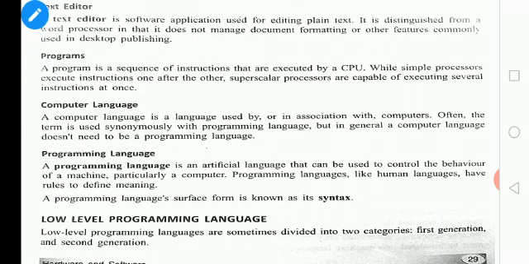Okay, then computer language. What is computer language? As we humans use language for our communication, like that, computers will also use some languages. Okay, that is, a computer language is a language used by or in association with computers. Often the term is used synonymously with programming language, but in general a computer language doesn't need to be a programming language. Okay, so let me see the computer language and the programming language.